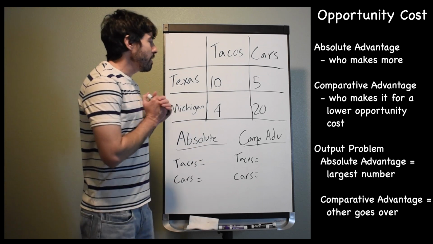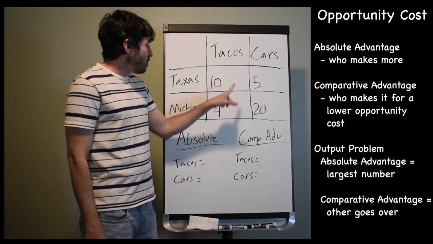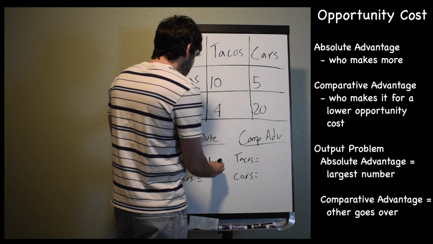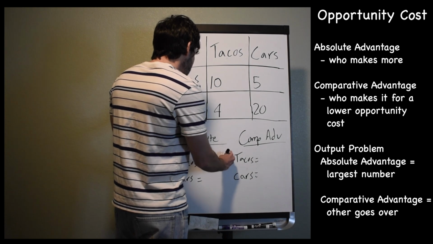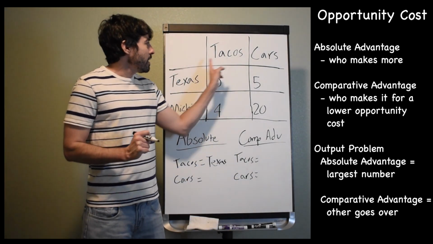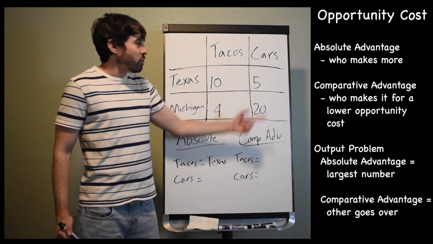So if we look here, with an output problem, we're looking for the largest number. 10 tacos is bigger than 4. Texas has the absolute advantage in producing tacos. We're just better at it, which makes sense. We make so many tacos. We're great at it. And then for cars, Michigan is better at producing cars because 20 is greater than 5.